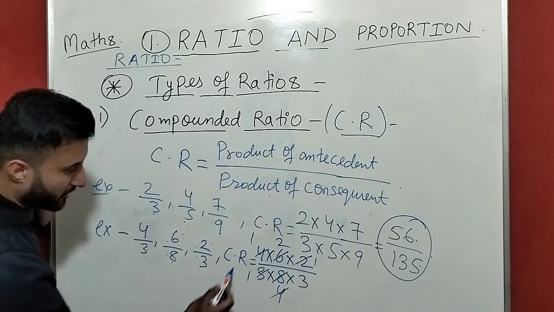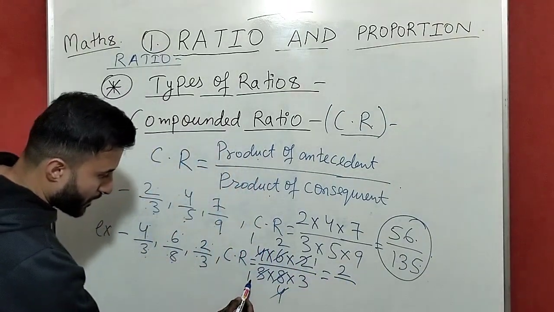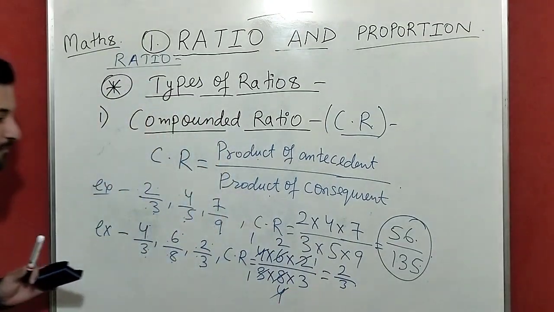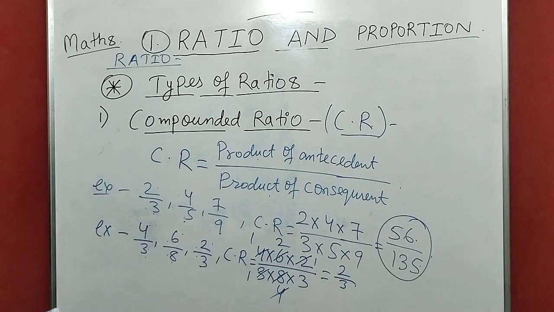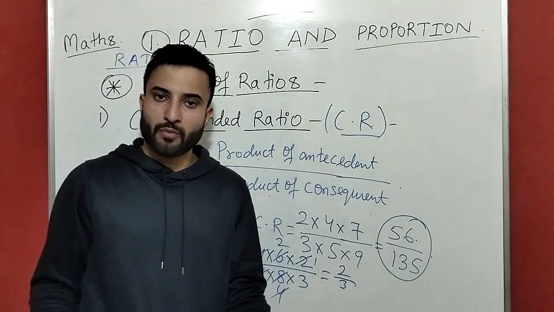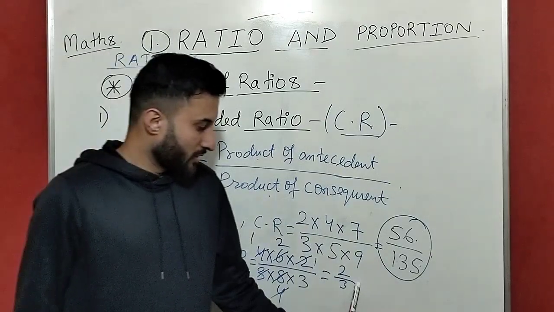Now it won't get cancelled, so it is 2 by 3. 2 by 3 is the answer. This is the simplified form. The compounded ratio is 2 by 3.